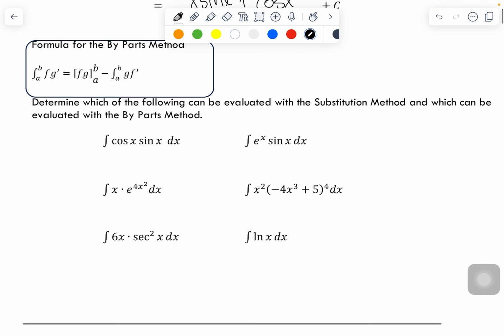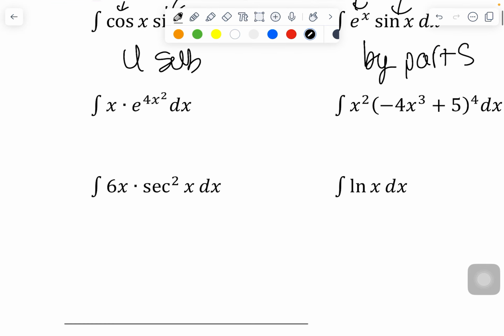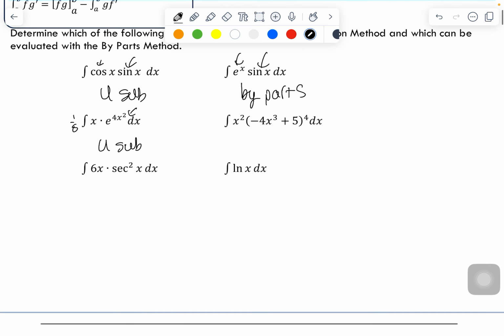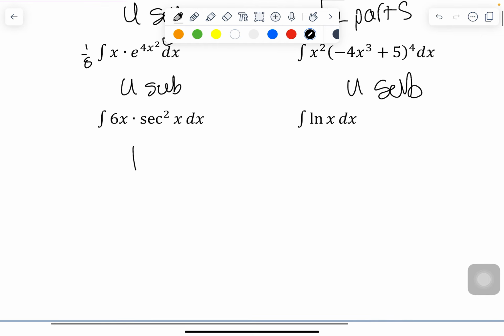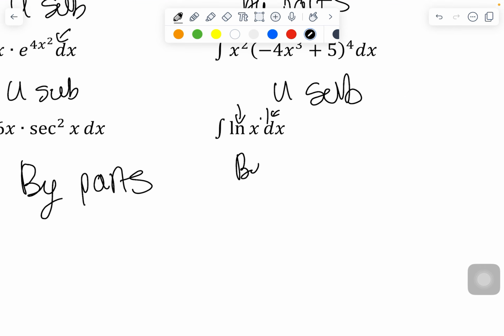But for now, let's recognize some situations where we use by parts. So here we can see we have two functions, however they're both trig, so we'll just use u sub here. We have an exponential and a trig function, so we use by parts here. This one we have an exponential and a polynomial, but notice that we could just use u sub to get this and get 1/8 out here, so we can use u sub in this one. This one is two polynomials multiplied together, so we can use u sub. This one is a polynomial and a trig, so we'd use by parts. And this one is a little harder to recognize, but we'd have to look at it like ln x times 1. This is a polynomial, and this is a logarithmic function, so we would use by parts.